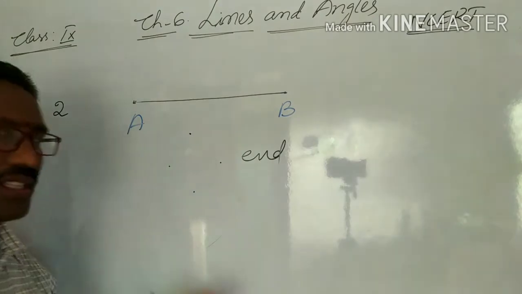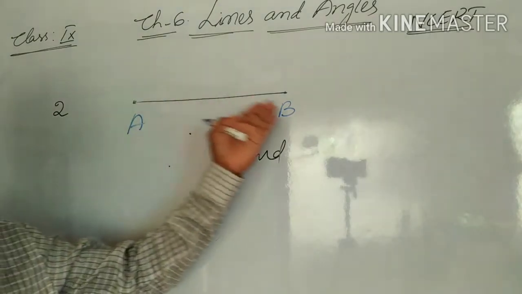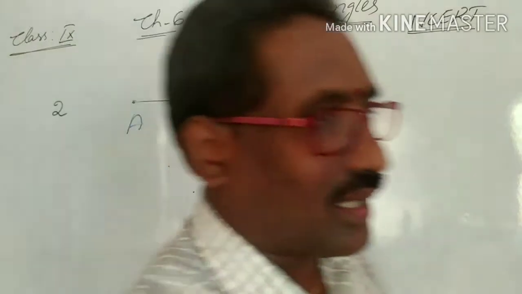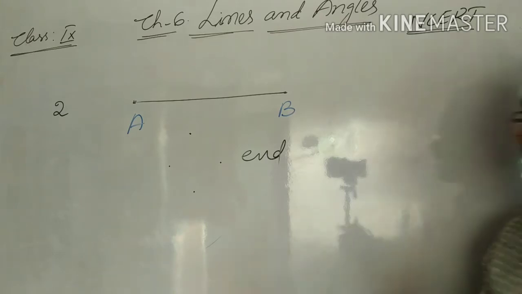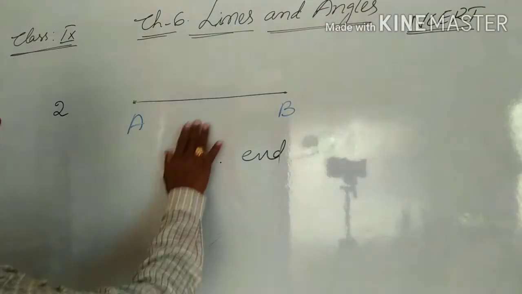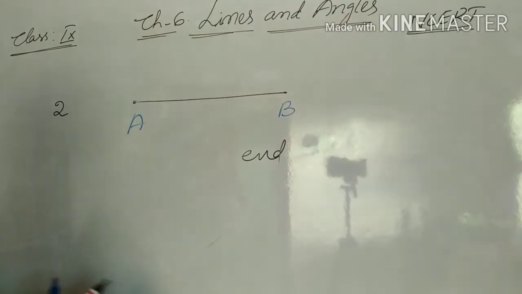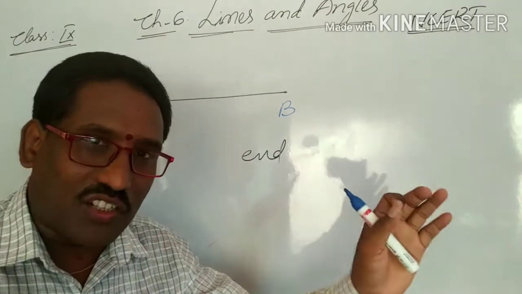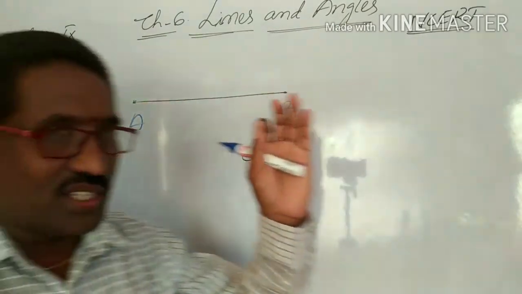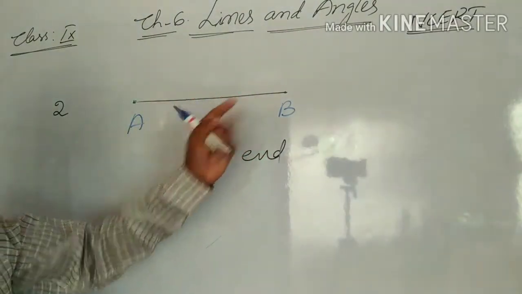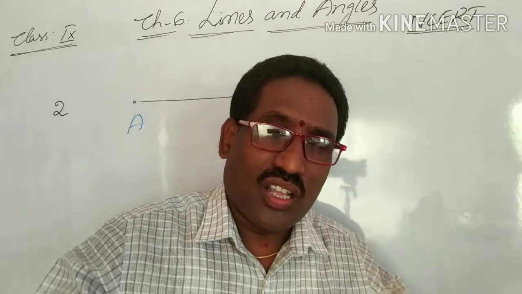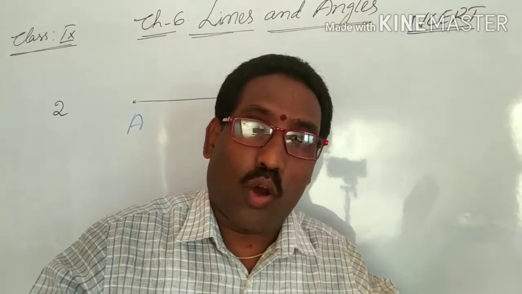Suppose this AB, how many centimeters? Suppose 30 centimeters or 20 centimeters. Like that, we can measure the length of the line segment. Line segment has 2 endpoints, and we can measure its length. That means it is a fixed length. But how many points does a line segment have?